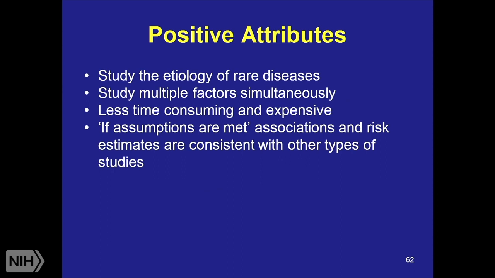Positive attributes here. If you want to study the etiology of rare diseases, this is pretty much how you have to do it. If you want to study multiple factors simultaneously, again, these types of studies are good for that. You're collecting a ton of data to try to figure out what's different between groups. If you knew the answer, it'd be a lot easier, but you don't. So you're trying to collect a lot of information and see. It's actually not that time-consuming. It's less expensive than some studies. I'm not saying that it may not take you 10 years, but it might take you less than a year.